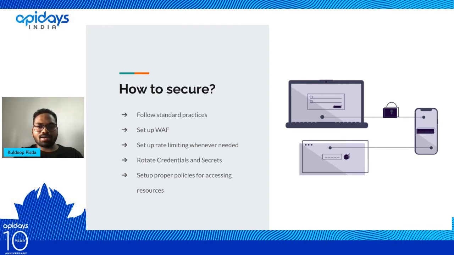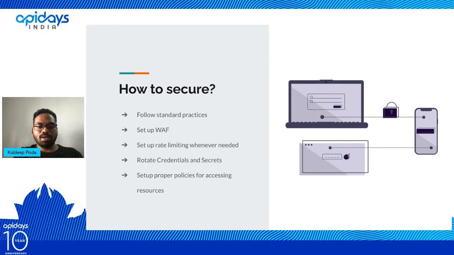WAF is a web application firewall that you will definitely get with most of the cloud providers, be it GCP, Azure, or AWS. They all have their own WAF, which they give as a service for their cloud customers. And yeah, you can set up those rules as well.